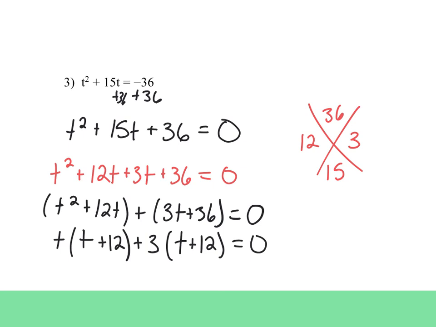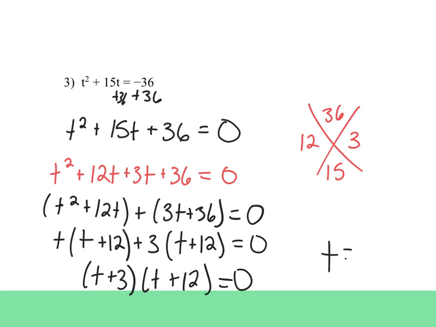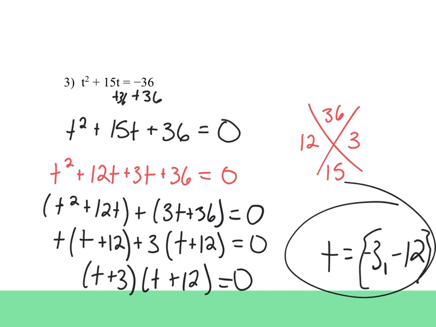Okay, and my final answer: t plus 3 and t plus 12. And when I break that apart and set both equal to 0, what are my two answers going to be? Good job. Any questions on that? No.